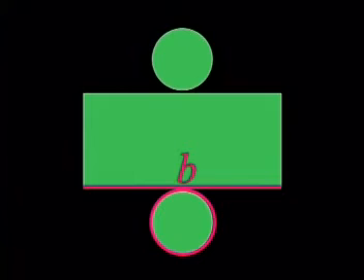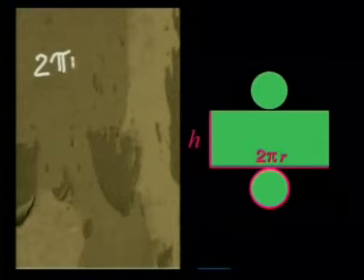If you unfold a cylinder, this part makes a rectangle. This length of the rectangle is the height h of the cylinder, and this breadth of the rectangle is the same as the circumference of the circle. The formula for circumference is 2 pi r. So the area of the rectangle is 2 pi r times h.